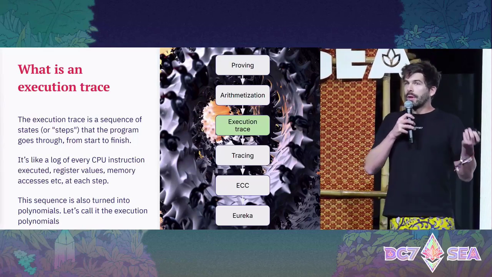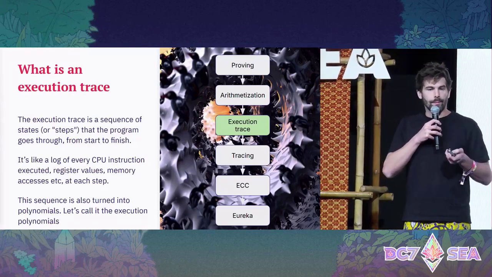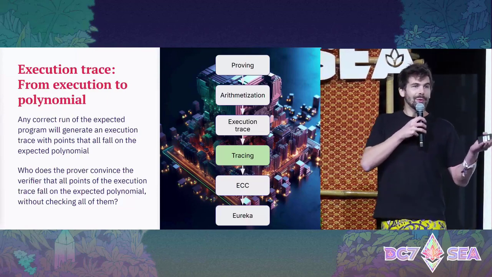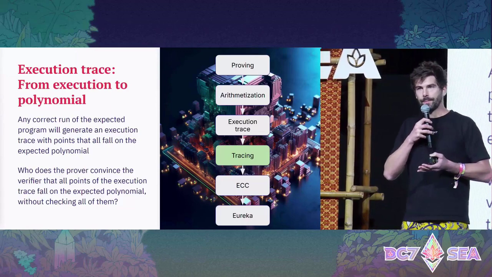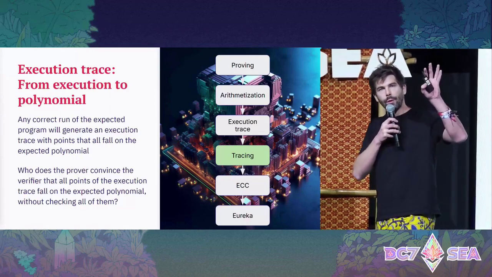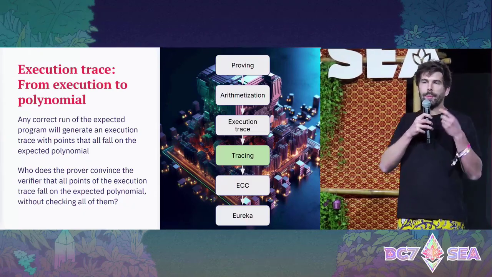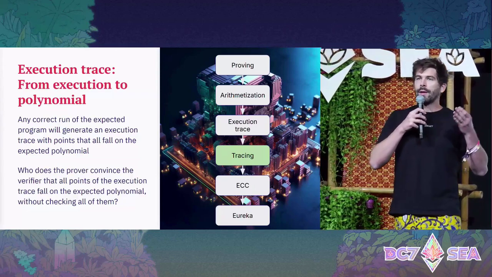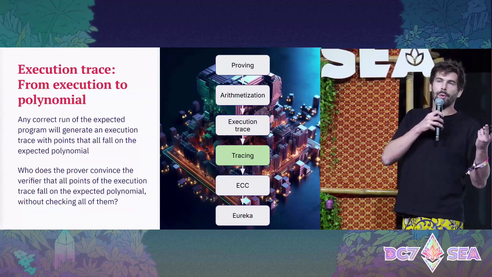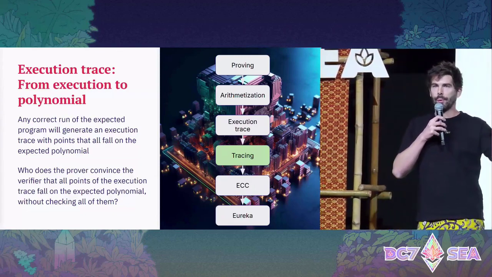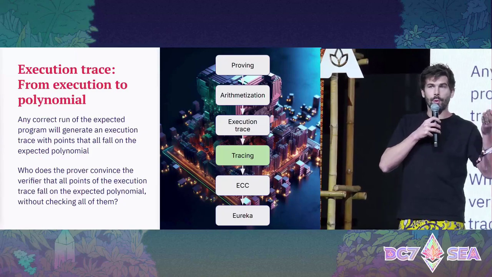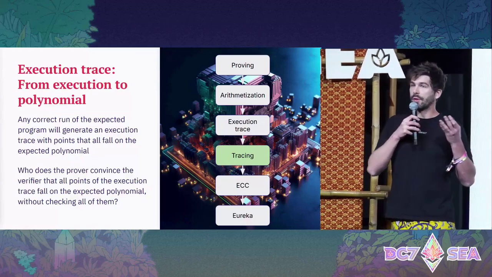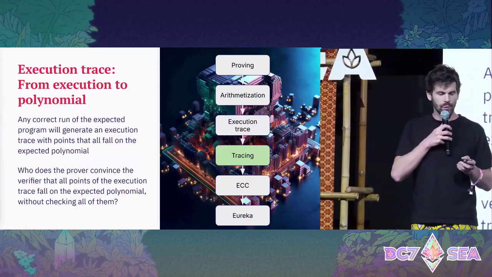Now, what we do with this execution trace when we're trying to prove is we're turning that execution trace also into a polynomial. So you take all those data points and you turn them into points and you interpolate a polynomial that will go through this execution trace. So now you have two polynomials, right? You have the expected polynomial, the one that defines the program you're trying to prove, and you have the executed polynomial, which represents the execution you just ran.